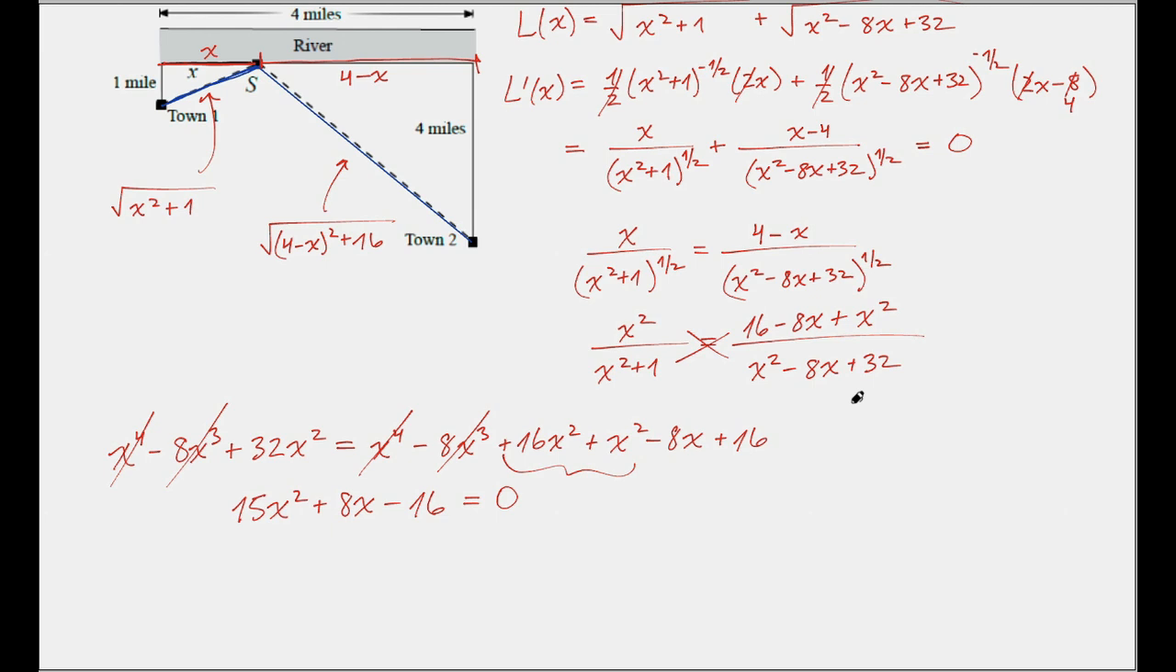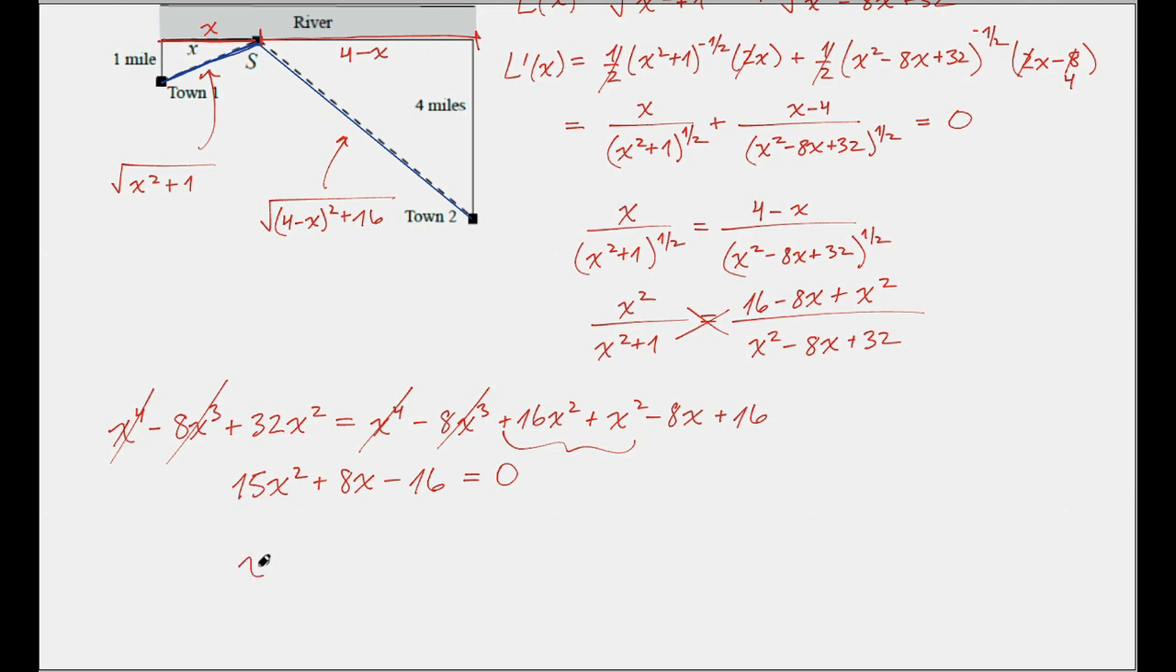We could try to factor this, but it doesn't really matter. We don't have to go through that process. We can just use the quadratic formula. So x equals negative 8 plus or minus the square root of 8 squared minus 4 times 15 times negative 16, all over 2 times 15.